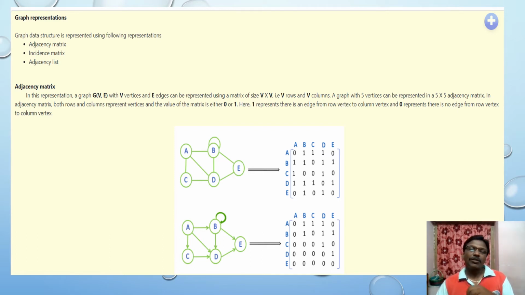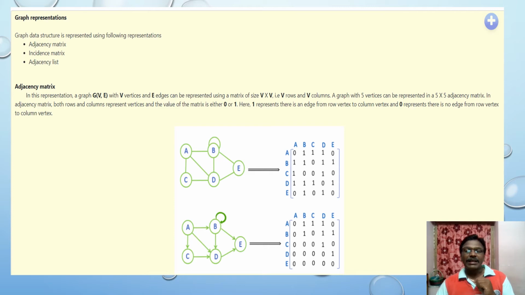It's clear. So now the directed graph. In the directed graph, A is connected to B, D and C. So 3 are ones, that is A to B 1, A to C 1 and A to D 1, because A is connected to B, D and C. The remaining are zeros. Now B. B has a self loop and B is connected to D and B is connected to E. So B to B 1, B to D 1 and B to E 1, the remaining are zeros.